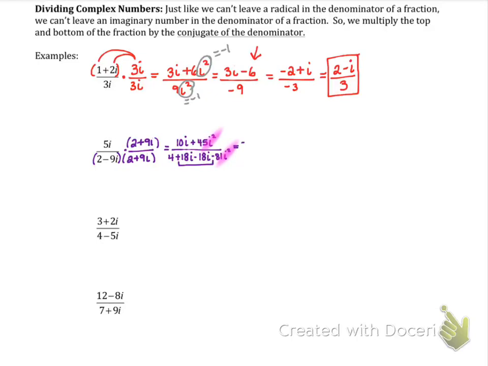So we get negative 45, because again I want the real part in front, plus 10i. It became negative because of this i squared. All over 4 plus 81. 81 became positive because of that i squared. So my final answer is negative 45 plus 10i all over 85. Well, these can all be simplified. 5 goes into all of these, so we simplify all three numbers into negative 9 plus 5i over 17.